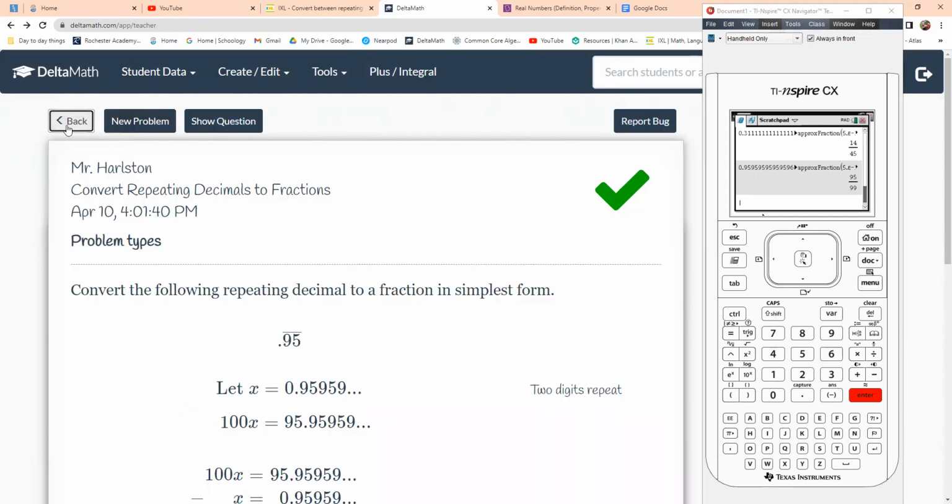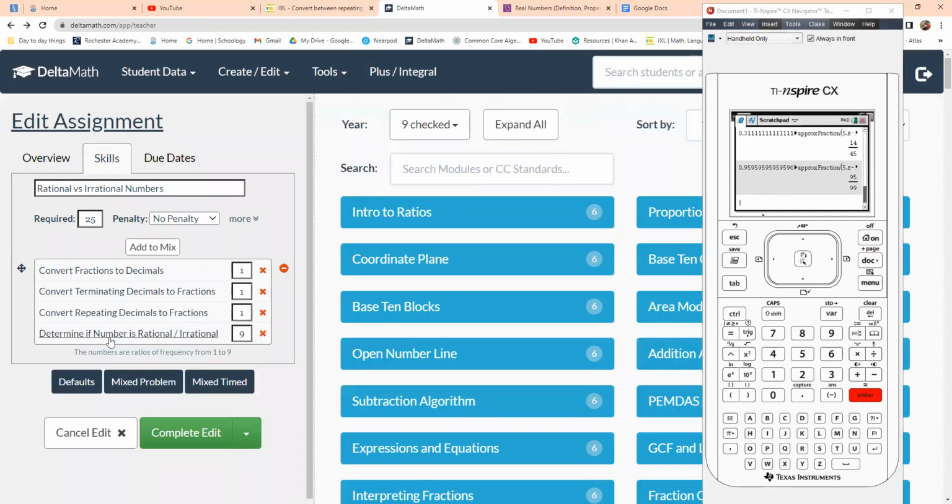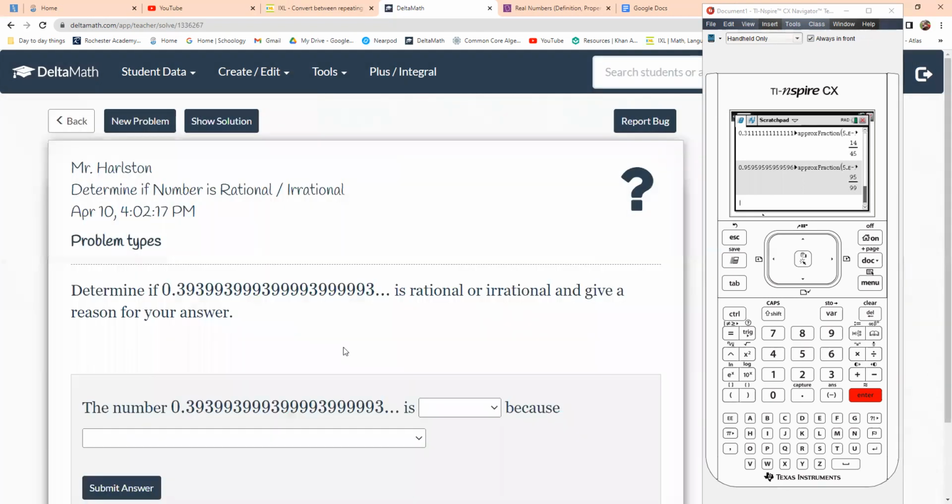All right, so let's go back. One more thing here. Now, this last one is really what we're after. It's when you're given a number, you should be able to tell me if it's rational or irrational. All right, so let's look at a couple of examples. All right, so now this is a good one.